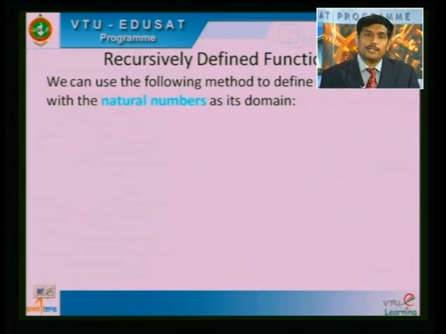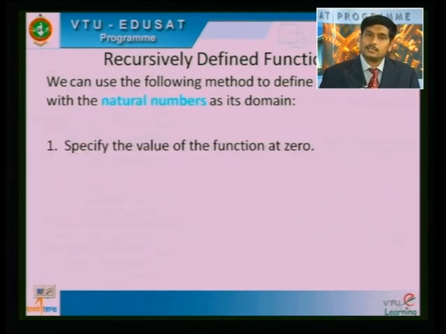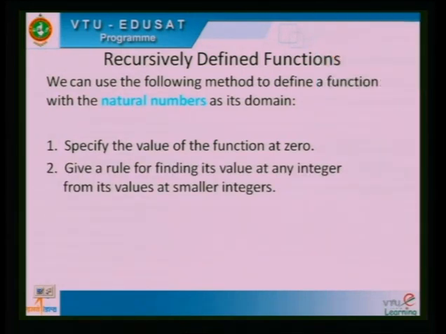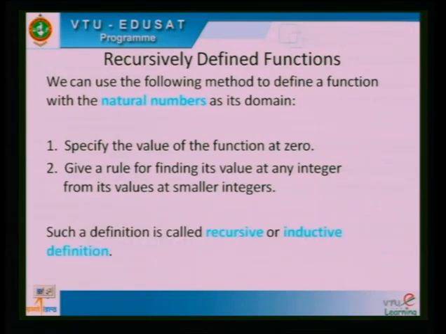We can use the following method to define a function with the natural numbers as its domain. First, specify the value of the function at 0. Second, give a rule for finding its value at any integer from its values at smaller integers. Such a definition is called a recursive or inductive definition. We give some examples related to that.